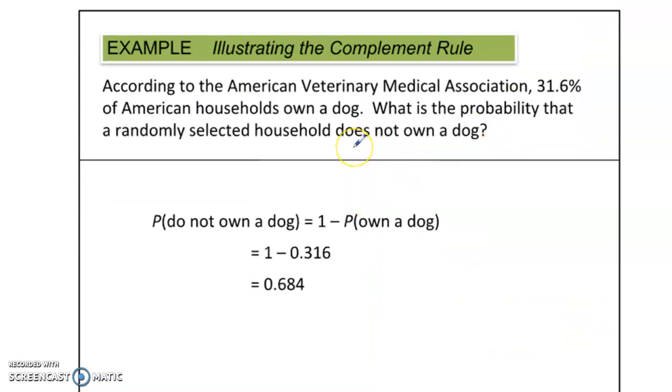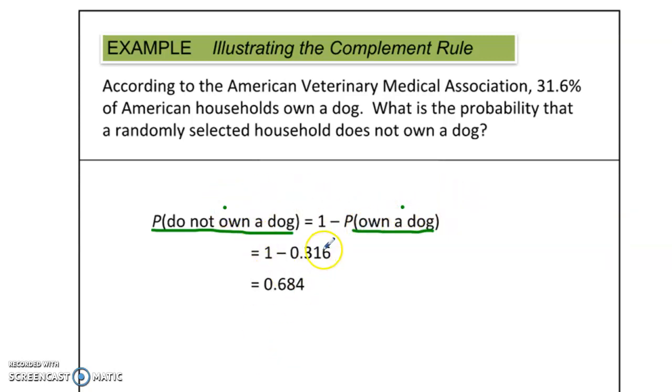For example, according to the American Veterinary Medical Association, 31.6% of American households own a dog. How cute. What is the probability that a randomly selected household does not own a dog? Well, it's the other guys. It's the rest of it. It's the leftovers. The probability of not owning a dog is equal to 1 minus the probability of owning a dog in the first place, because you either own a dog or do not own a dog.